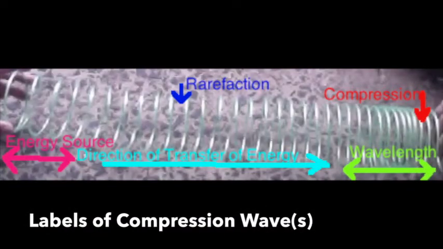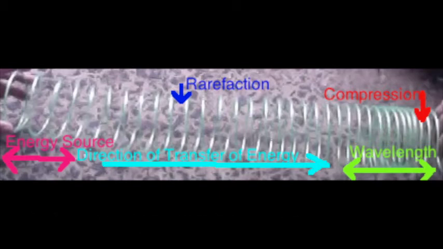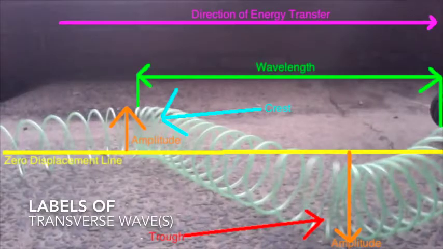Refraction is when it's spread out. Compression is spread in. Direction of energy is into one. And wavelength is the length of a wave. Energy source is various. Labels of transverse waves.